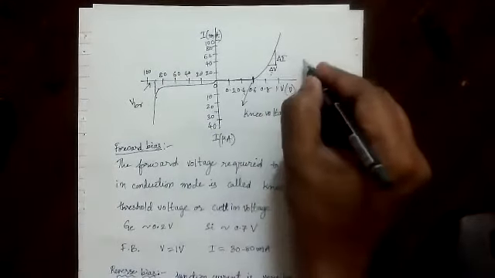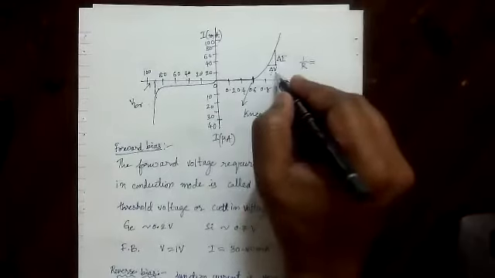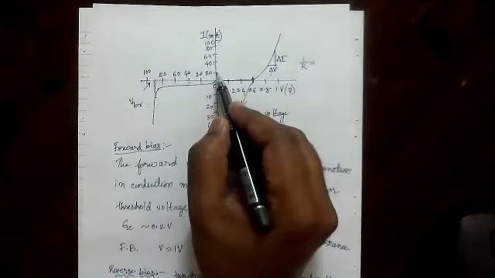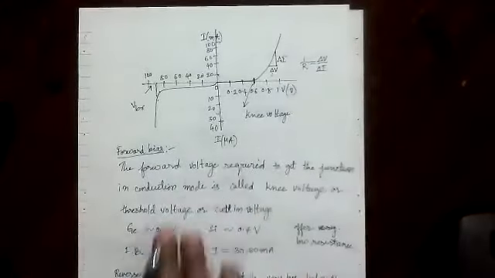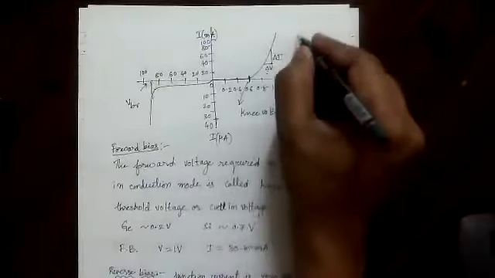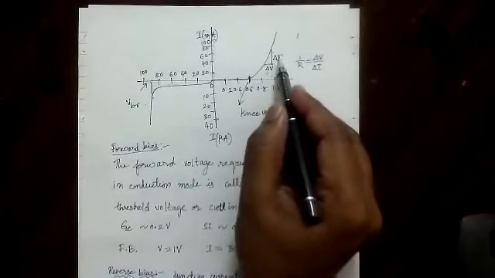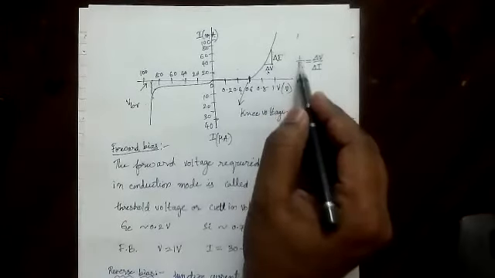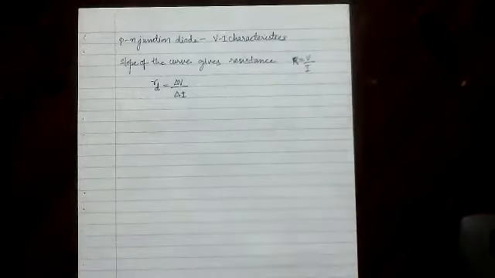In this case, 1 by R is equal to what? The y coordinate is this one, delta I by delta V. So 1 by R will be delta I by delta V. Understood now? If you take R here, y coordinate by x coordinate is delta I by delta V. But delta I by delta V will not give resistance, it will be 1 by R. So 1 by R is equal to delta I by delta V. Clear? This is the way we find the resistance of the diode.